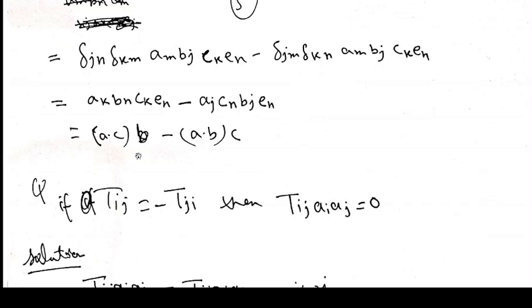So A_k C_k is A dot C. In the previous lecture, A dot B equals A_i B_i. So A_k C_k is A dot C, and B_n E_n is B. That is, B equals B1 E1 plus B2 E2 plus B3 E3, and it is B_n E_n. Similarly here, A dot B and C. So this is the right-hand side.